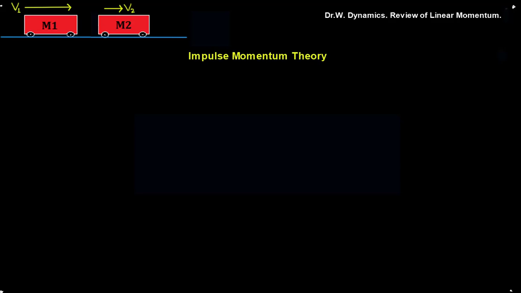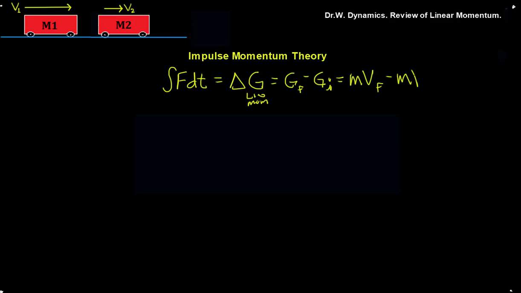Impulse momentum theory tells us that the impulse generated during an event, the integral of F dt, will cause a change in the linear momentum in a system, which will be G final minus G initial, mv final minus mv initial. And it's important to understand that the impulse is from an external source.